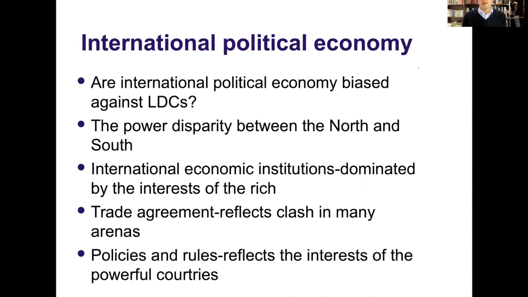But as I said, it is often seen that institutions are dominated by the wealthy countries and therefore follow policies which primarily are in line with the wealthy countries as well. And also that trade agreements, etc., reflect the power structure between the countries and therefore don't necessarily give a level playing field for all countries, but rather are tilted towards developed countries, making it an uphill battle for the developing countries to actually achieve their goals of development.